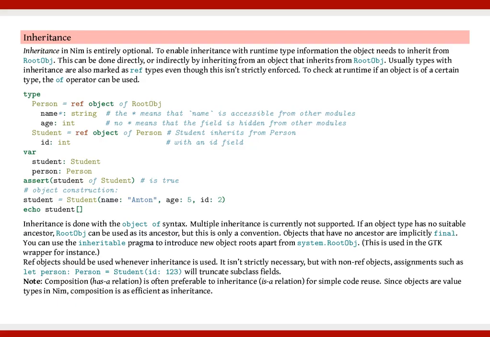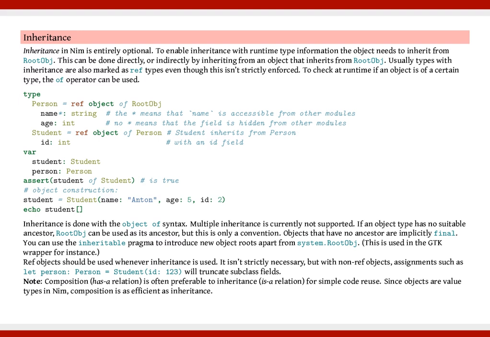Inheritance. Inheritance in Nim is entirely optional. To enable inheritance with runtime type information, the object needs to inherit from RootObj. This can be done directly or indirectly by inheriting from an object that inherits from RootObj. Usually types with inheritance are also marked as ref types, even though this isn't strictly enforced. To check at runtime if an object is of a certain type, the of operator can be used.